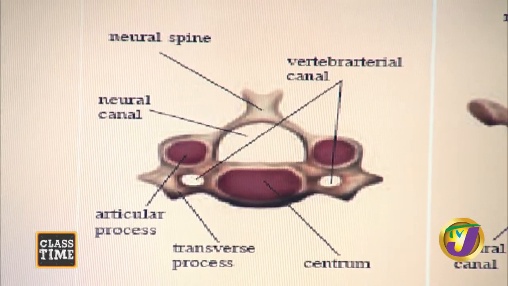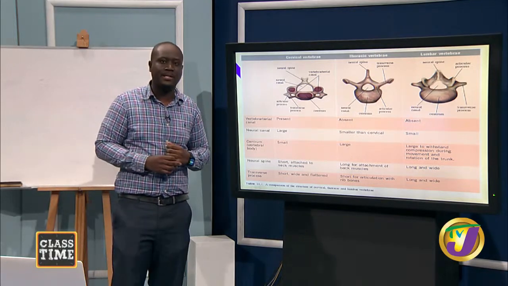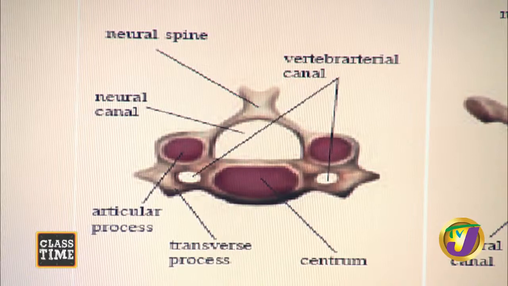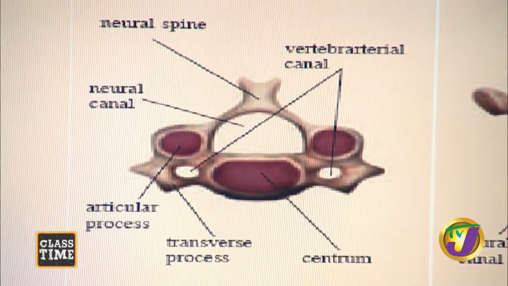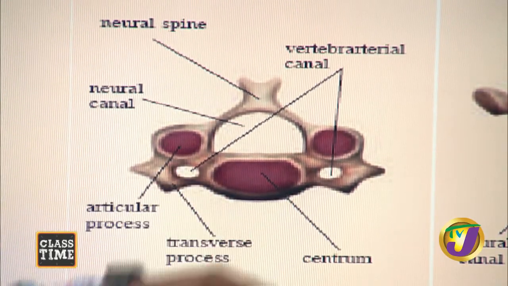They also have a very short, small neural spine. Right? And that's to facilitate the turning of the head. So their neural spine is very small compared to the rest of the vertebrae. And they have 2 holes at the sides called the vertebral arterial canal.